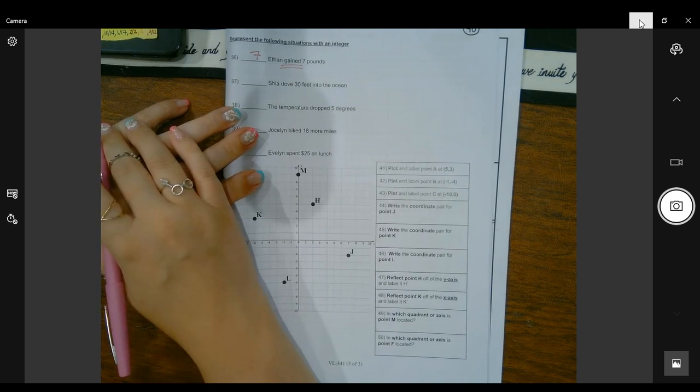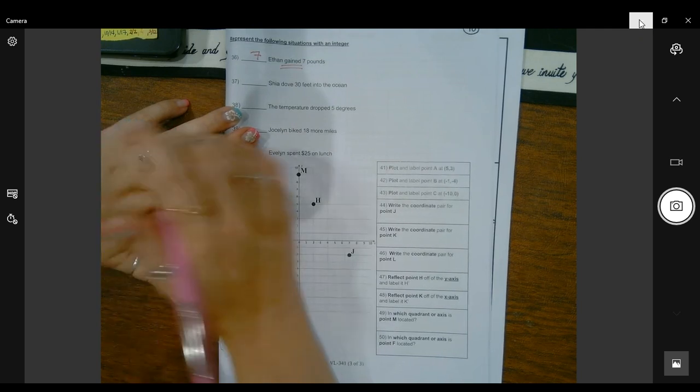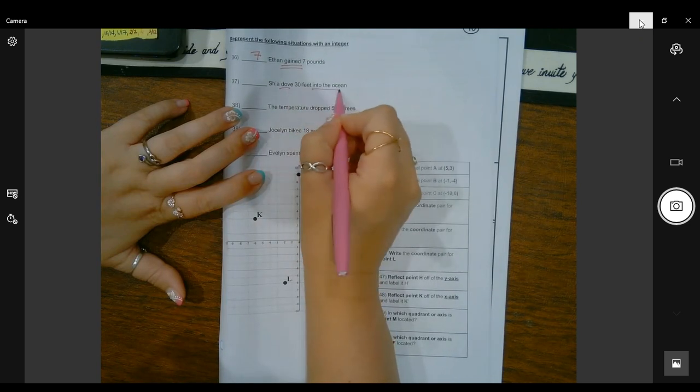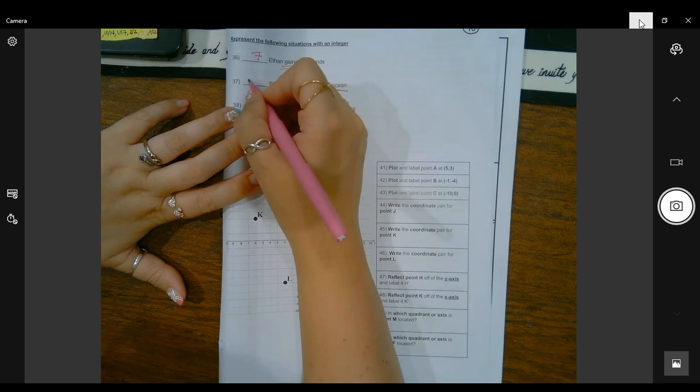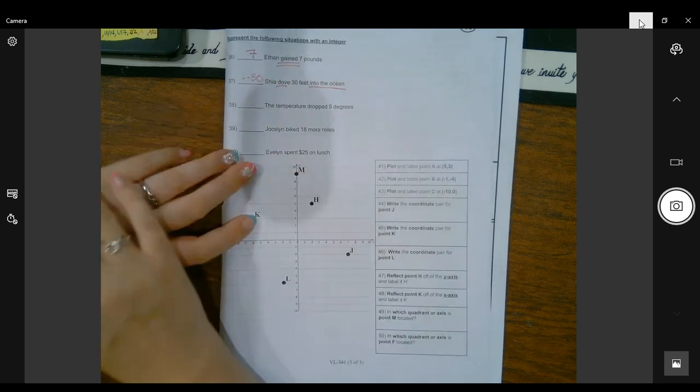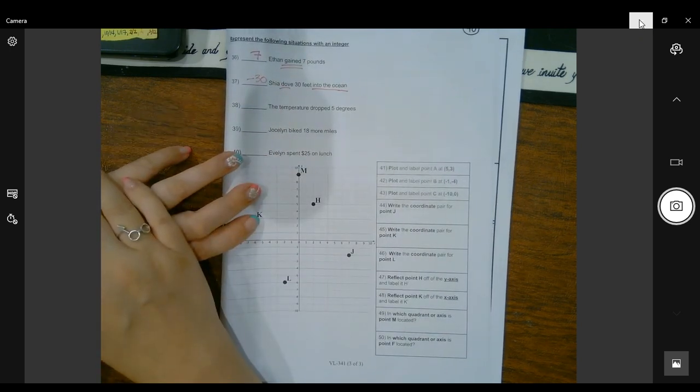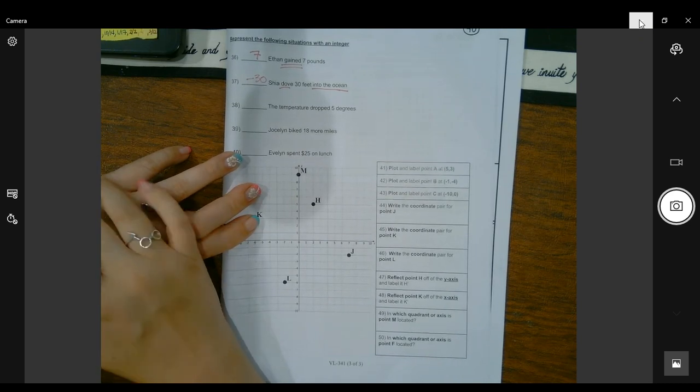Okay, the next one says Shia dove 30 feet into the ocean. So dove into the ocean, what do you think that is? A positive or negative 30? Yeah, hopefully you put a negative 30. Remember, you can always pause the video, try the problems yourself, and then unpause it and come back to check. Okay, now that you're back with us, let's see how you did.